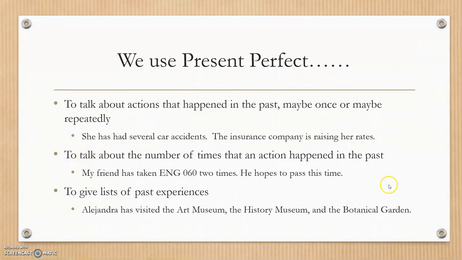Next one. To talk about the number of times that an action happened in the past. My friend has taken English 060 2 times. He hopes to pass this time. Okay, so he's in the class for the third time. He took it 2 times in the past, but we can use present perfect to talk about that past action. The last one, to give lists of past experiences. Alejandra has visited the Art Museum, the History Museum, and the Botanical Garden. 1, 2, and 3. Those are past experiences.